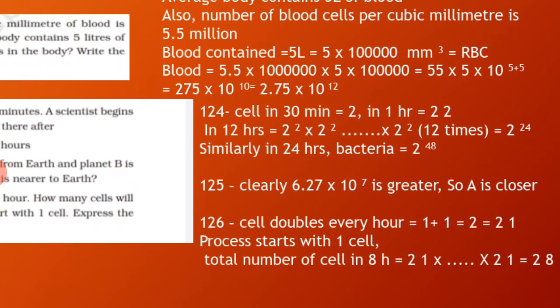A cell in 30 minutes, one cell becomes 2. So in 1 hour it becomes 2 square. Right? That is not 22, it's supposed to be 2 square. Similarly, in 12 hours, it should be 2 square into 2 square into 2 square, like that 12 times, which is equal to 2 raised to power 24. Similarly, in 24 hours, bacteria is supposed to be 2 raised to power 48. So this is the way we find out the total number of bacteria.